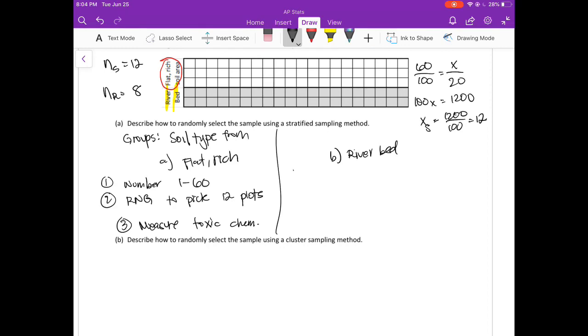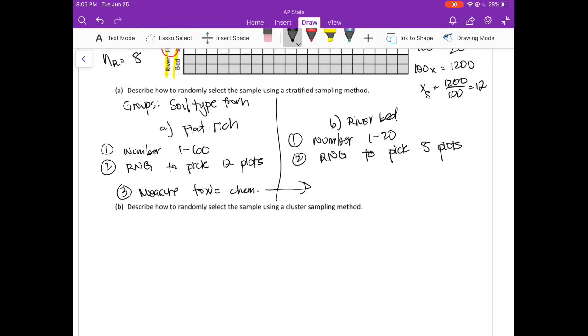Same thing occurs for the riverbed. You're going to number from 1 to 20. Use an RNG to pick 8 plots. And then step 3 is the same thing. You're going to measure the toxic chemicals. Okay?